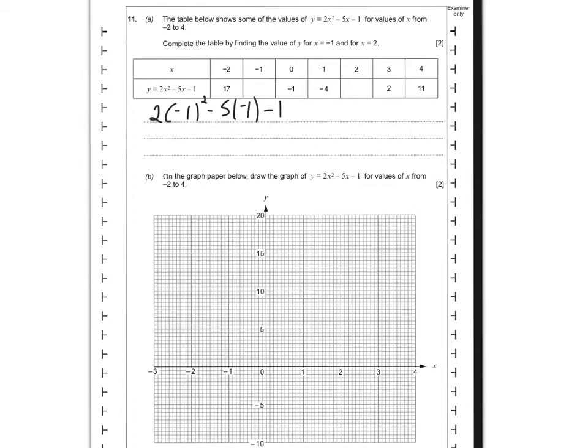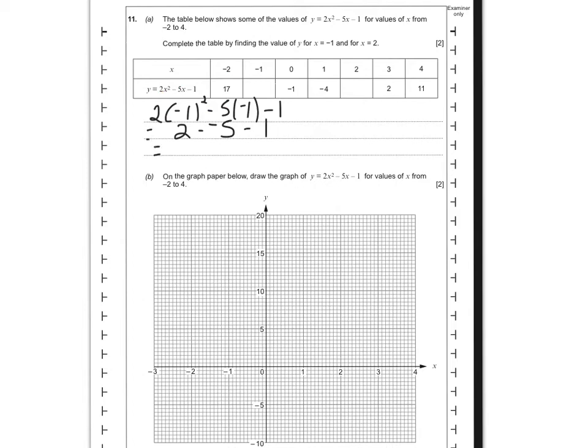Now, we need to follow BIDMAS here, so the first thing we do is -1 squared. This bit here, so -1 squared gives me 1. 2 lots of the number 1 gives me the number 2. Then again, following BIDMAS, I need to do 5 lots of -1. Well, 5 lots of -1 is -5. So at this point here, I'm going to be subtracting -5, take away 1.